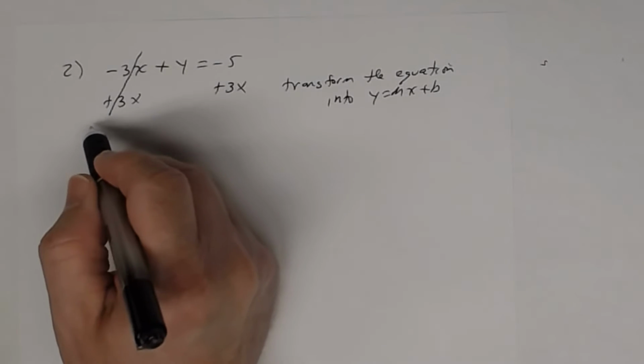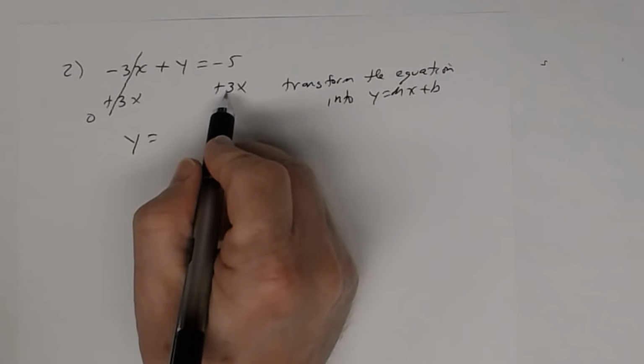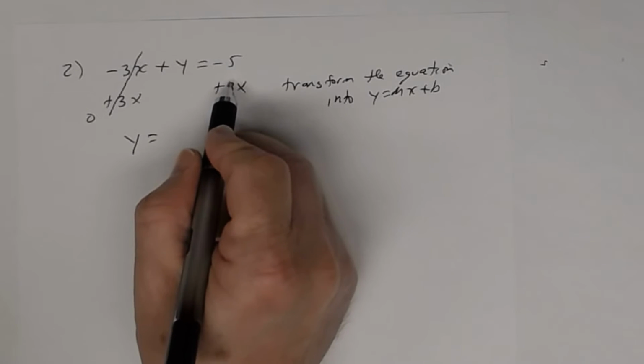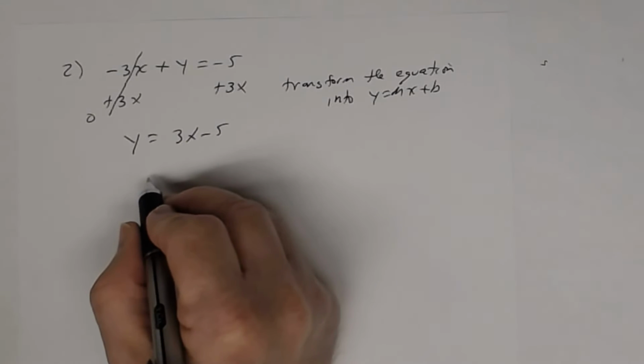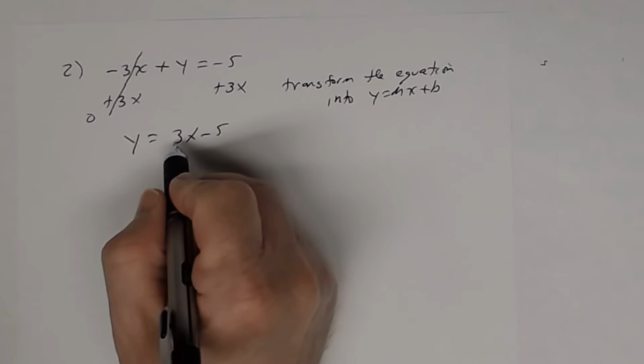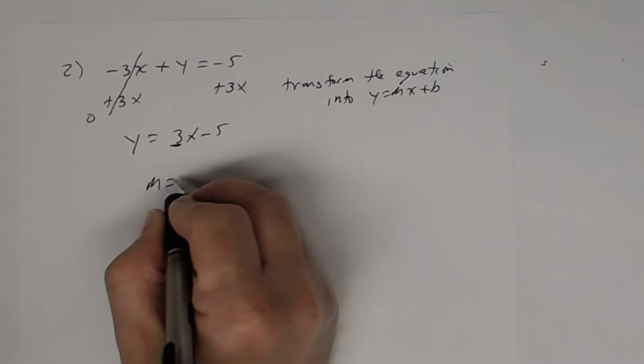The negative 3x and the positive 3x is 0. 0 plus y is y equals. And then let's put the x first. So we get 3x minus 5. That one was simple. So right away, I know the slope. Remember, the slope is the coefficient of x. So the slope is 3.